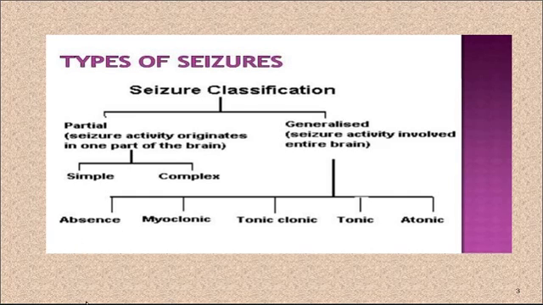Absence seizures, sometimes referred to as petit mal, are a brief loss of consciousness, 10 seconds or less, and those usually occur in children. You have your partial seizures. The seizure activity originates in just one part of the brain.